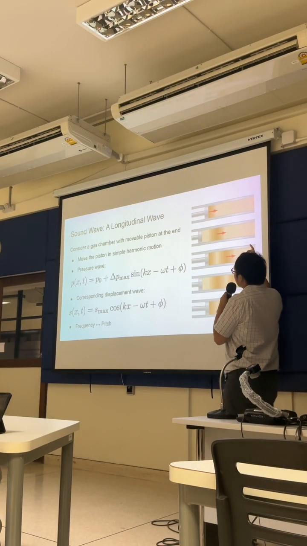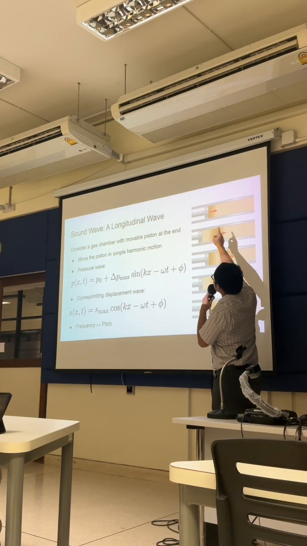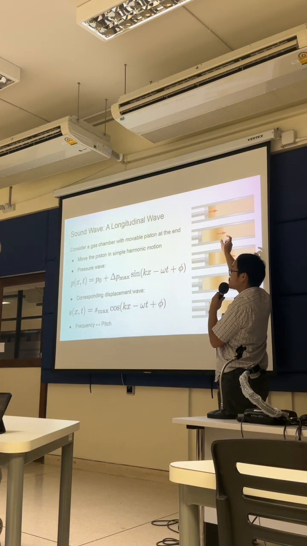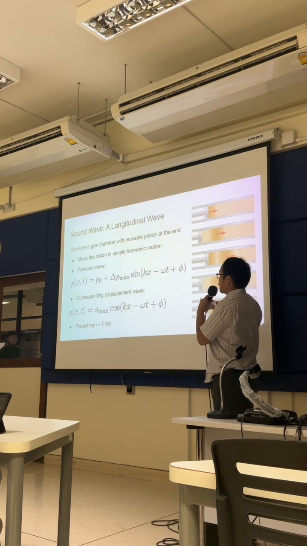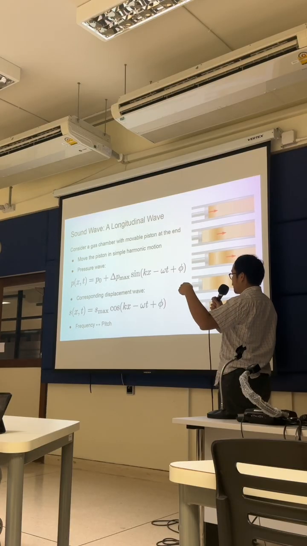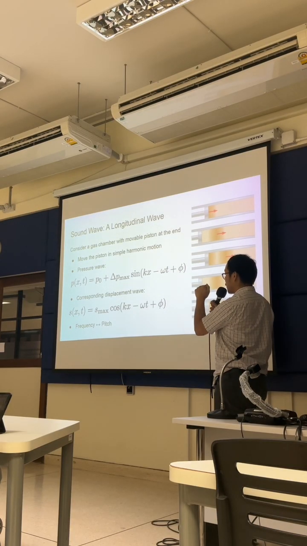And then when we compress, when we move the piston in, meaning that we compress the gas, then we will get a lump of high pressure, right? Because the gas near the piston gets compressed, so it will have more pressure.